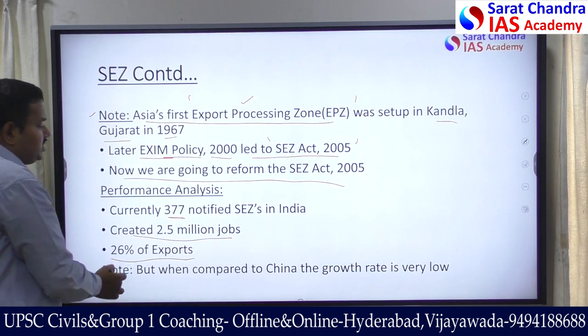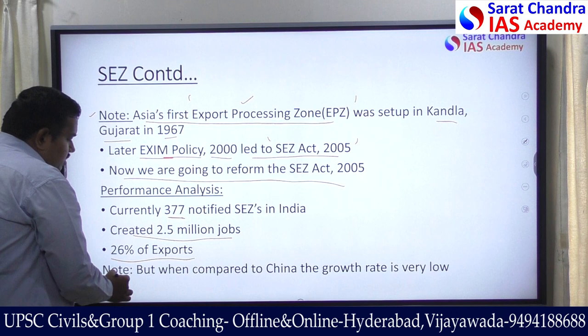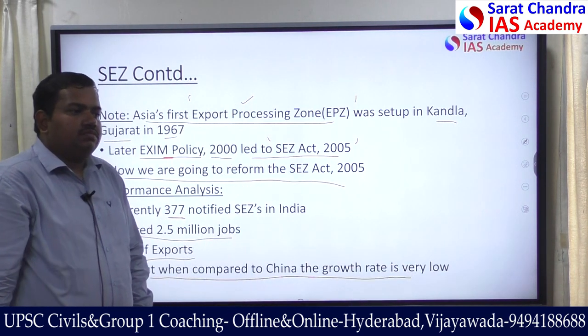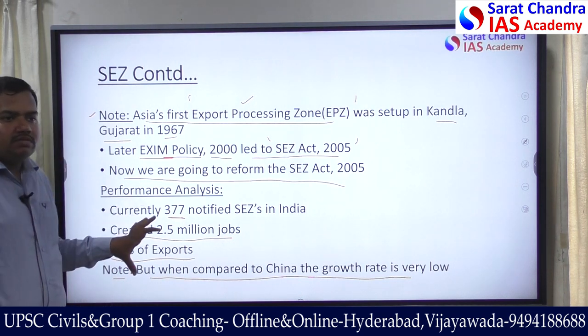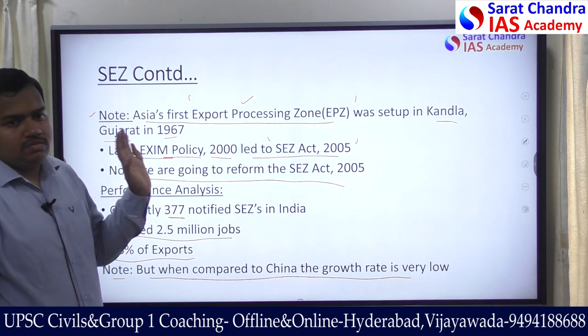And SEZs are contributing around 26% of our exports. Note, but when compared to China, the growth rate of SEZs in India is very low. Even though the statistics might look good, when compared to China, the growth rate is very, very, very low.